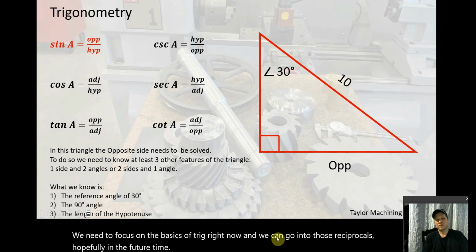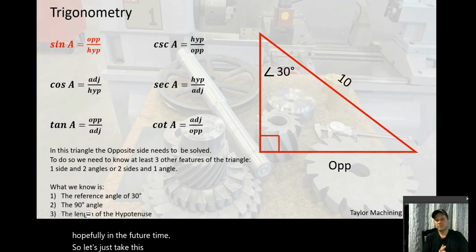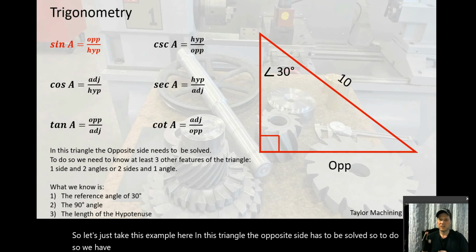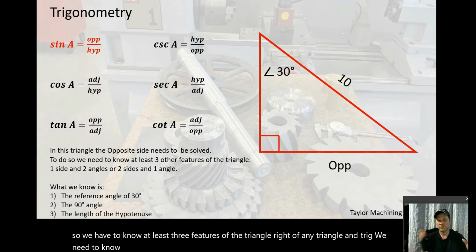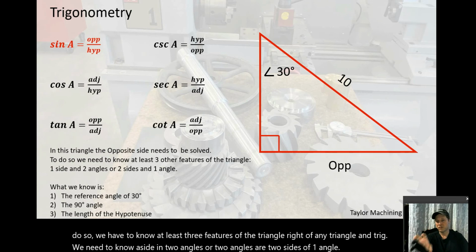So let's just take this example here. In this triangle, the opposite side has to be solved. To do so, we have to know at least three features of the triangle, right? Of any triangle in trig, we need to know a side and two angles, or two angles, or two sides and one angle. So what do we know about this triangle?